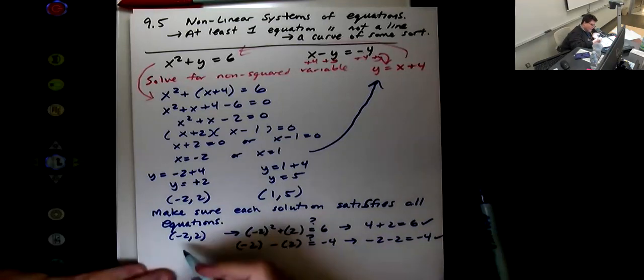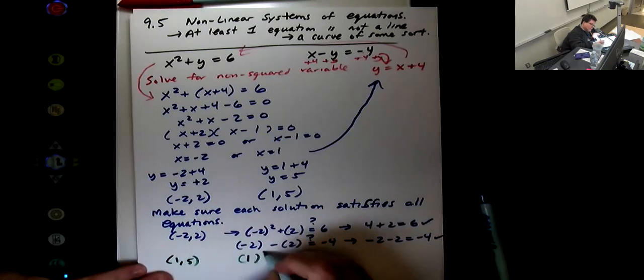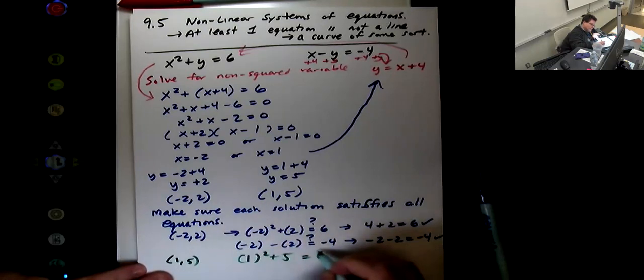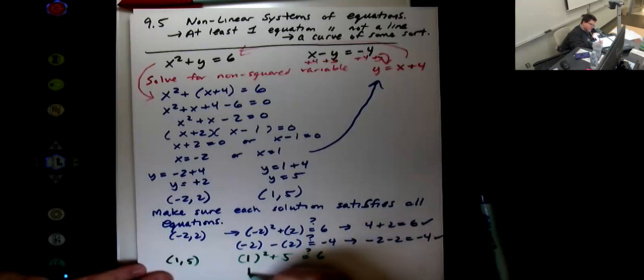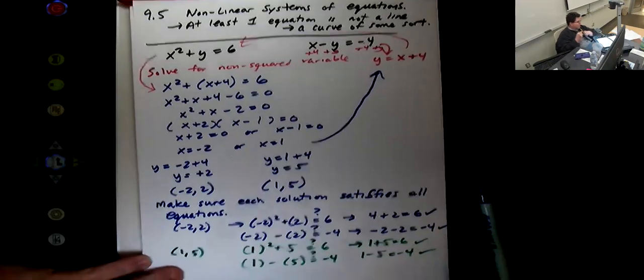Do the same with 1, 5. 1 squared plus 5, does that equal 6? And does 1 minus 5 equal -4? Yes on both. 1 plus 5 is 6. 1 minus 5 is -4. So that point works on both.